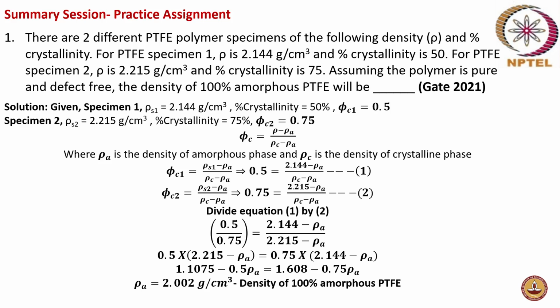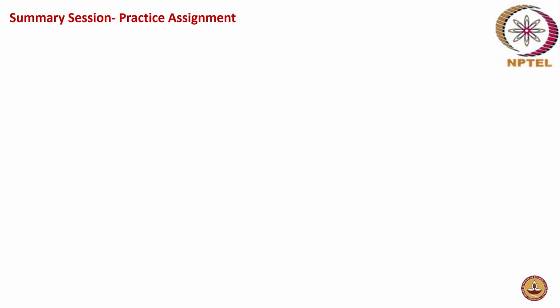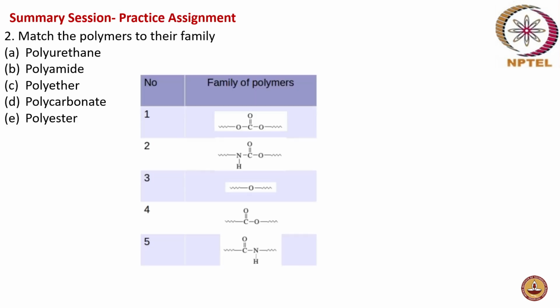So this is the relation actually. Rho minus rho a by rho c minus rho a is your relation with the volume fraction. Okay. Next. Now match the polymers to their families.